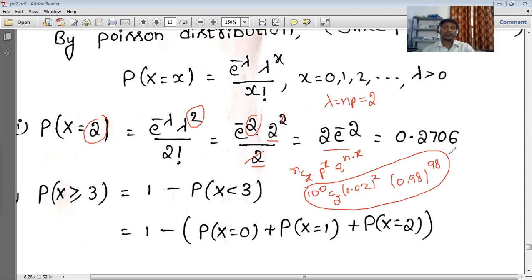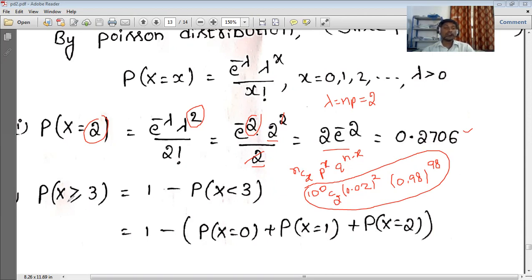In the values also, a slight difference will be there. Why? Because compared to binomial, with Poisson you get the accuracy. Suppose here it is 0.2706, there with binomial you may get something like 0.26 or 0.25. That is how it is.